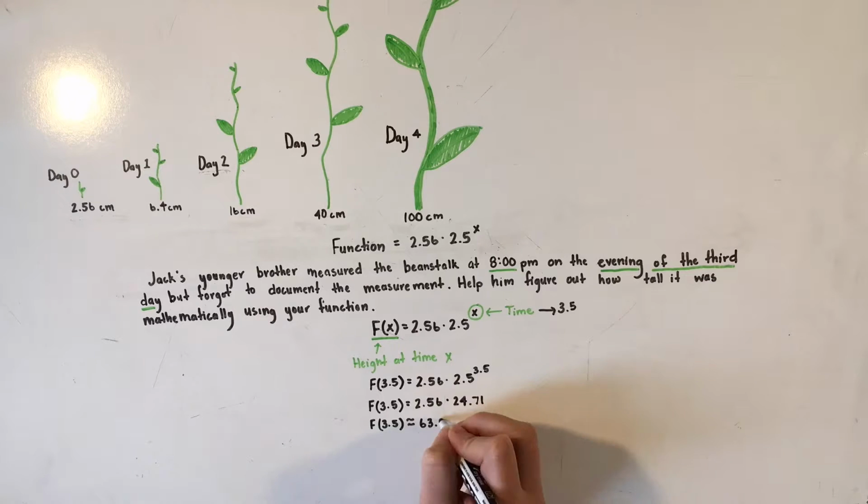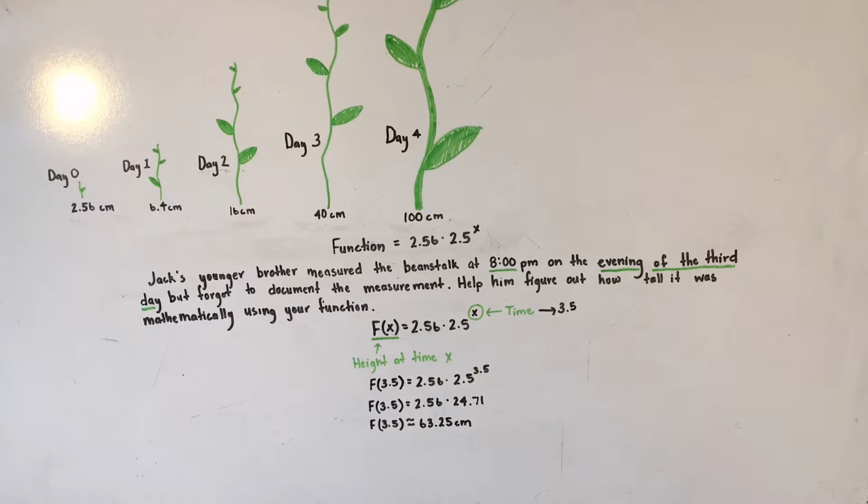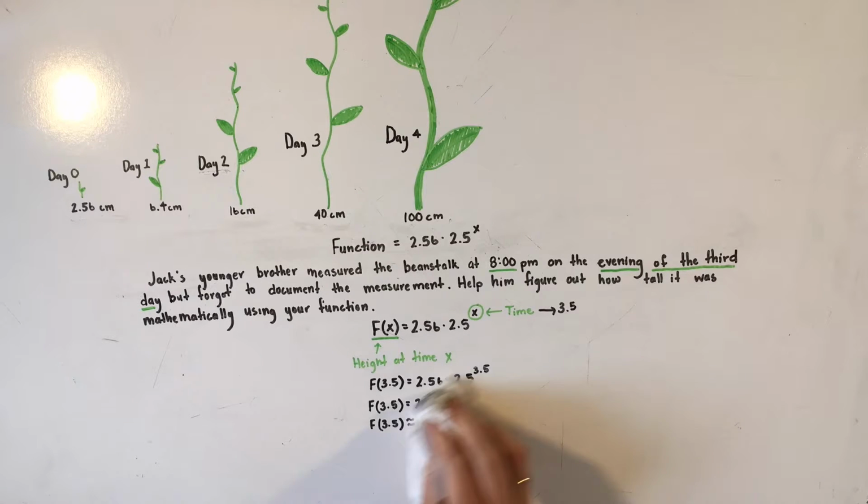Does this answer make sense? Take a look at day 3. The plant's height was 40 centimeters at 8 o'clock in the morning, and on day 4 it was 100 centimeters. 63 and 25 hundredths falls right in between those 2 days, so it makes sense that it was at this height at 8 p.m. on the third day.